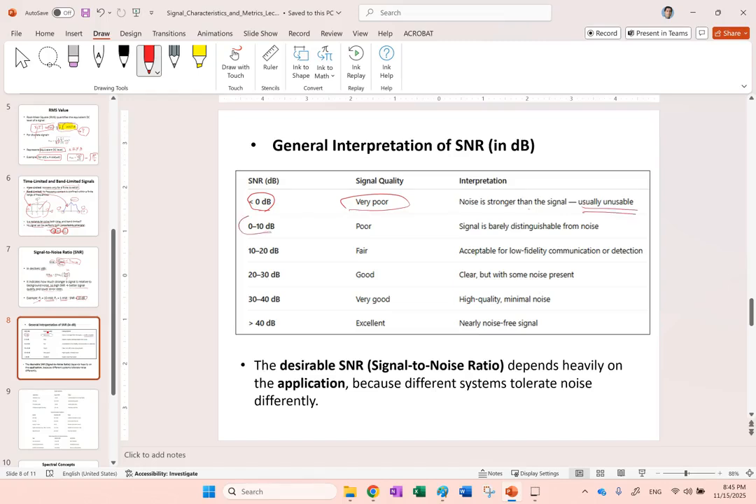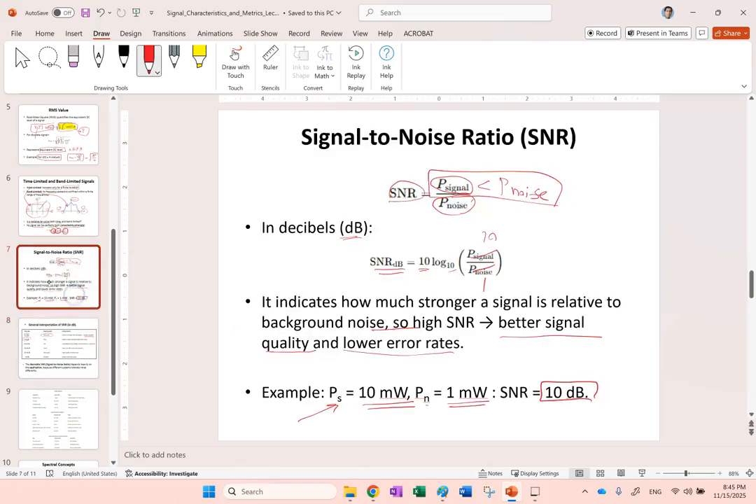If it's between 0 and 10, what does it mean? If we go back to this ratio, this time the signal is bigger than noise because this number is positive, but it's not more than 10 times bigger. It's only between 1 and 10 times bigger. For instance, it could be 4 times or 5 times bigger, and the logarithm of that is a number between 0 and 1. When you multiply it by 10, you get between 0 and 10.